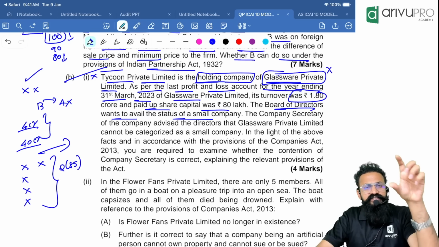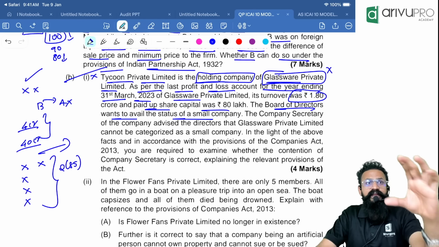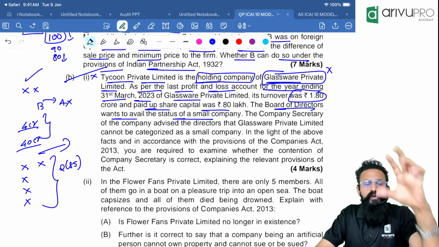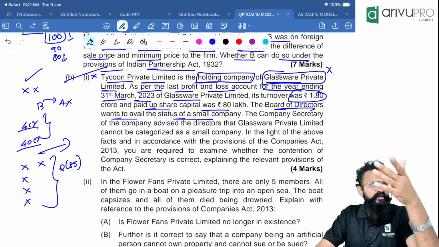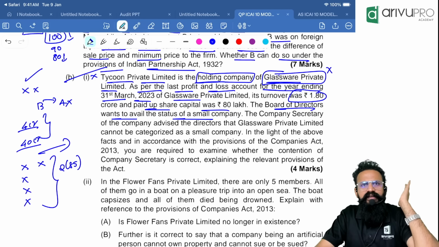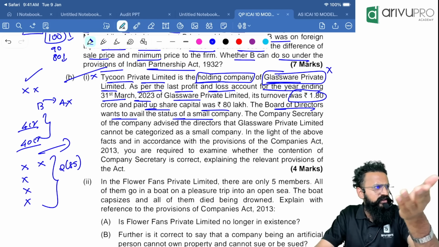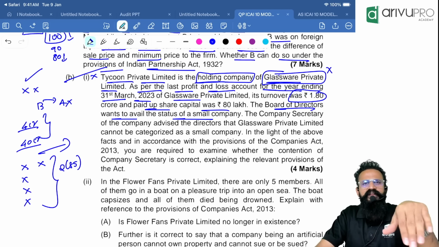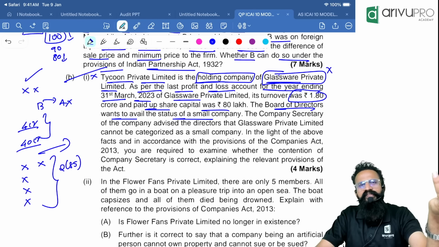Now how will I write? I will first write the definition. First paragraph will always be the provision. In the provision, I'll have to define what is small company. The second paragraph will be the facts given in the question. Tycoon Private Limited is a holding of Glassware Private Limited whose turnover is 1.8 crore, paid up capital is 80 lakh. The question in the facts is whether Glassware Private Limited is a small company or not. Conclusion: considering the above, because it is a subsidiary company, it can never be considered as a small company. Same thing applies, it's a holding company, it can never be considered a small company.